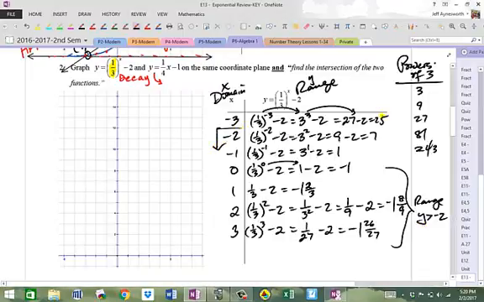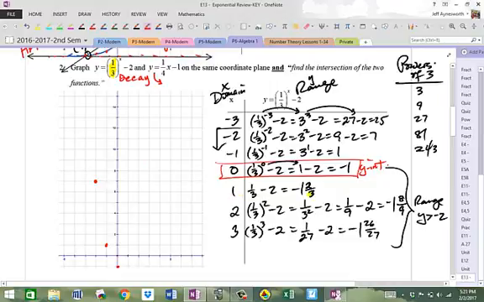You can't plot the first one, but you can plot the second one. So let's go left 2, up 7. Let's go left 1, up 1. Let's go down 1 right here, 0, -1. There's your y-intercept right here. I should have changed my graph earlier, but that's okay.